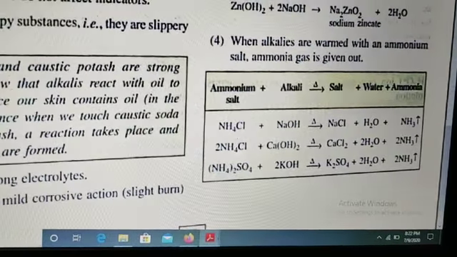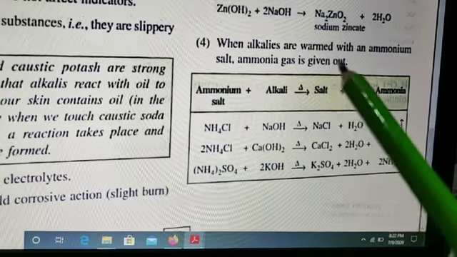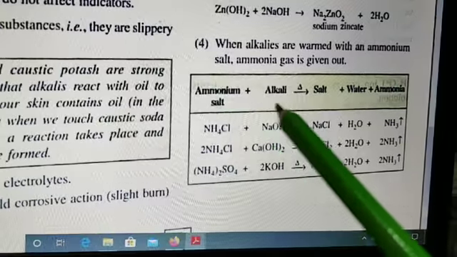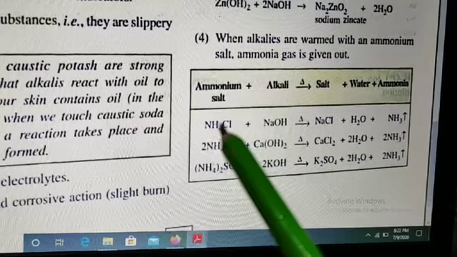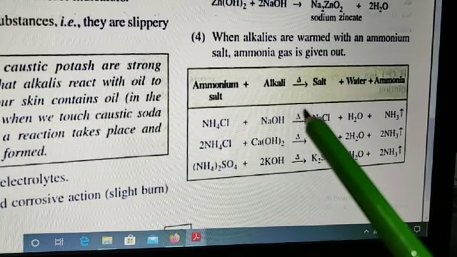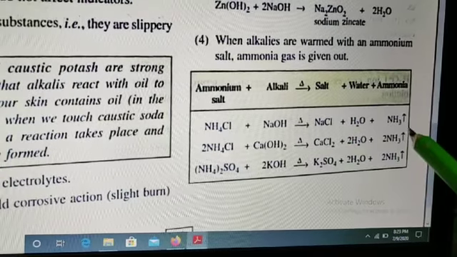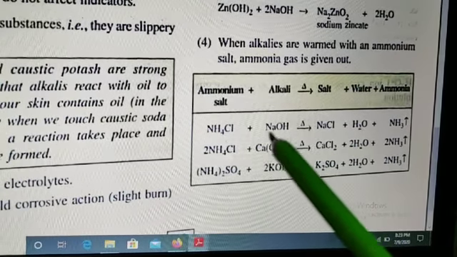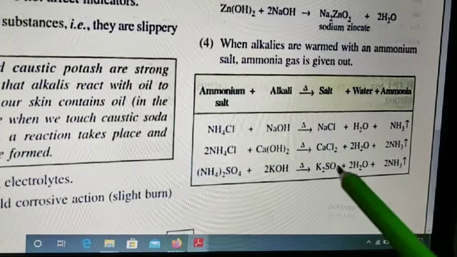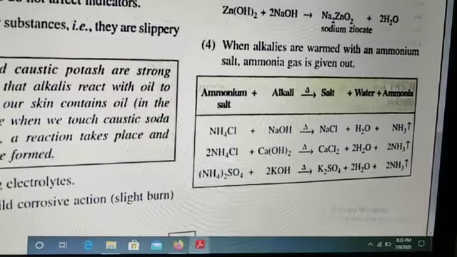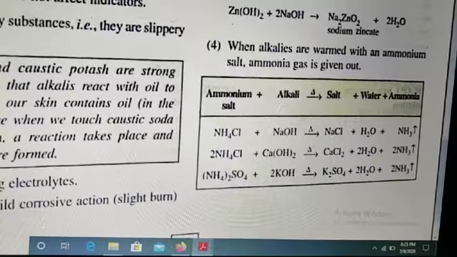The next reaction we have is that when alkalis are warmed with an ammonium salt, ammonia gas is given out. For example, if you have an ammonium salt and you react it with alkali, it will give you ammonia gas. Ammonium chloride plus sodium hydroxide, on warming, will give you the salt sodium chloride, water and ammonia, NH3. Similarly, calcium hydroxide will give you calcium chloride, water and ammonia. And potassium hydroxide will form potassium sulfate, water and ammonia. So these are the chemical reactions of bases.